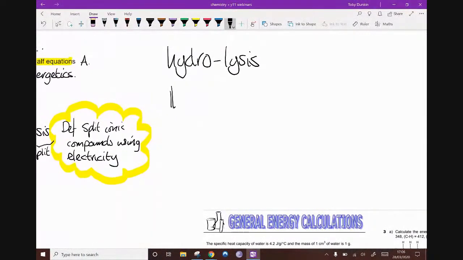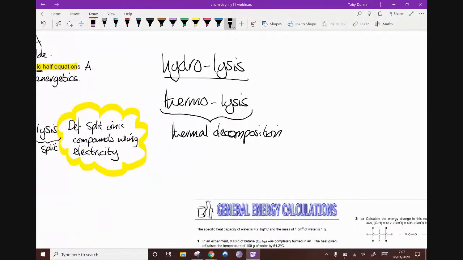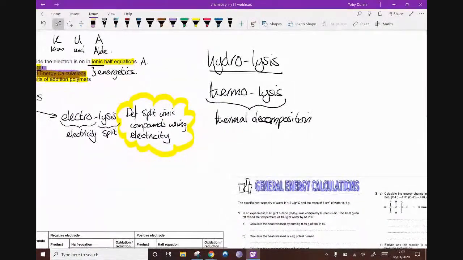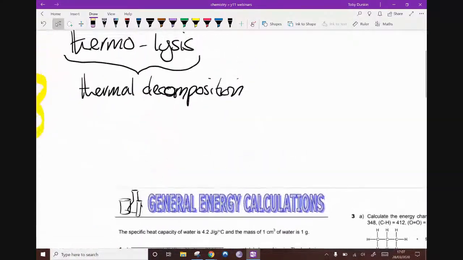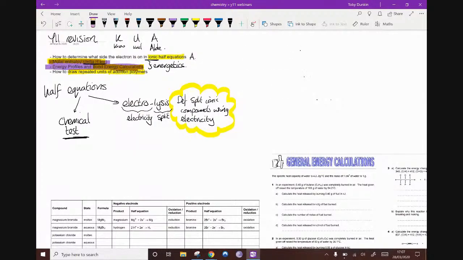And then you also get thermolysis. Thermolysis is an interesting one. That's splitting using heat. We don't tend to call it thermolysis in chemistry. We have a different name for that: thermal decomposition. I don't know why. I think it just sounds better. But there are lots of other lysises. There's also photolysis, that's splitting using light. All good lysis-based words in chemistry.